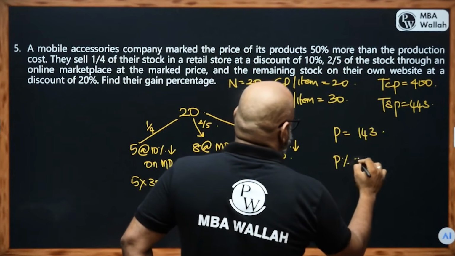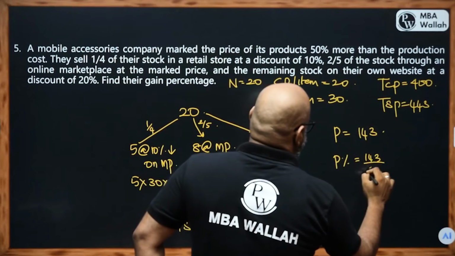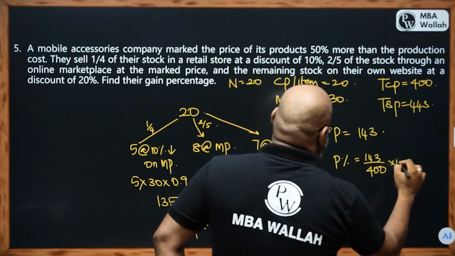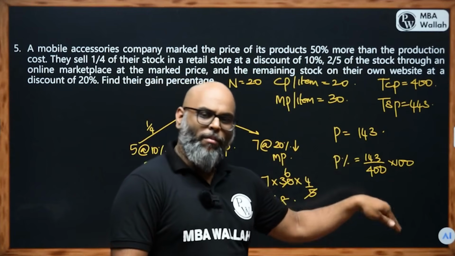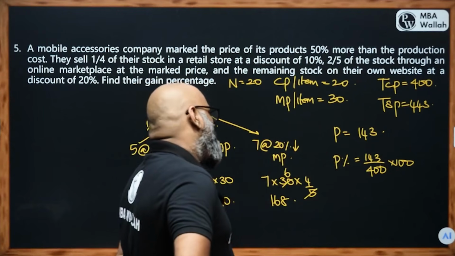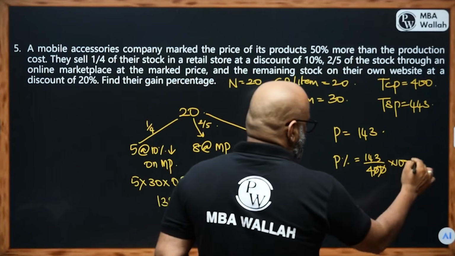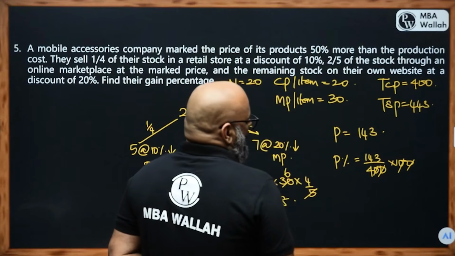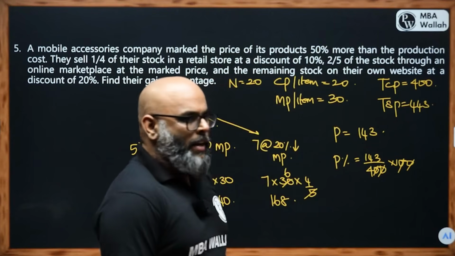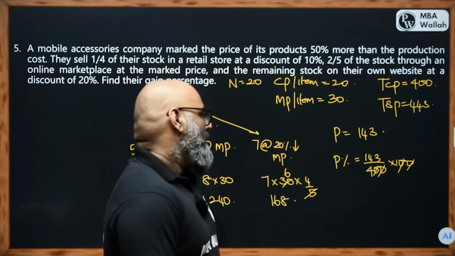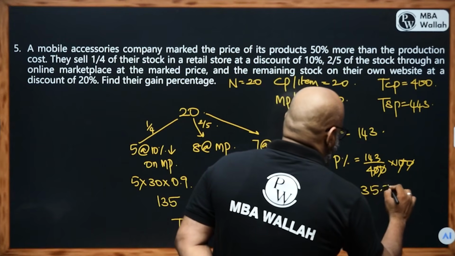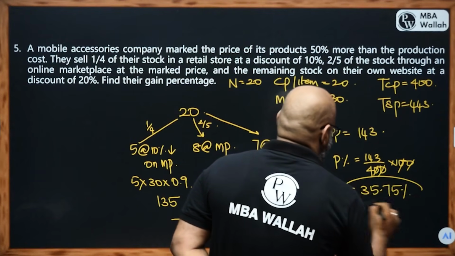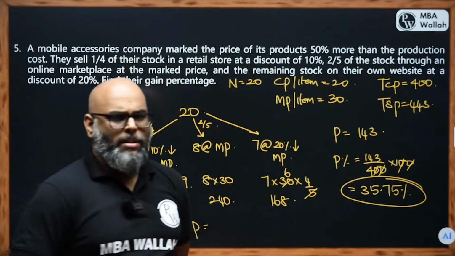Profit percentage will be 143 by 400 into 100. So you are getting 143 rupees more from 400. When you do the math, 140 will be 25 and then 35. 35 but doesn't go, so it will be 35.75 percentage. That will be our answer.